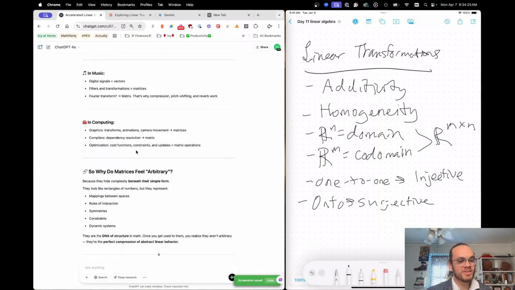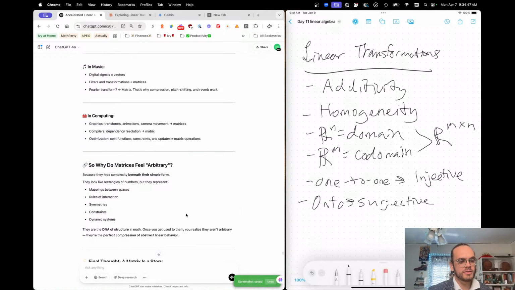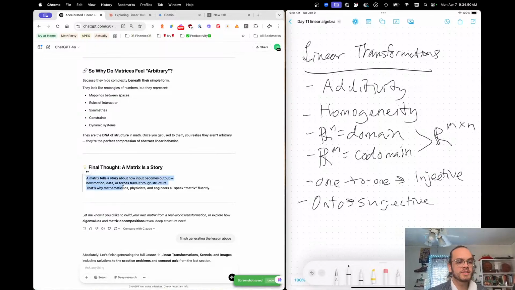Why do matrices feel arbitrary? Because they hide complexity beneath their simple form. They look like rectangles and numbers, but they represent mappings between spaces, rules of interaction, symmetries, constraints, and dynamic systems. They are the DNA structure in math. Once you get used to them, you realize they aren't arbitrary. They're the perfect compression of abstract linear behavior. Dang! A matrix tells a story about how inputs become output, how motion, data, or forces travel through structure. That's why mathematicians, physicists, and engineers all speak matrix fluently.